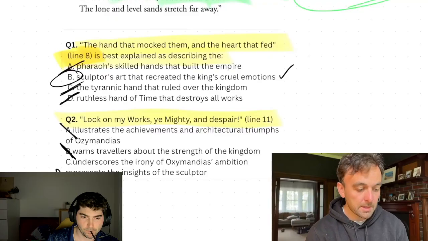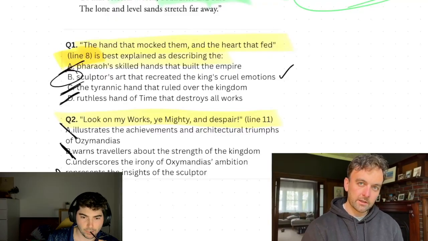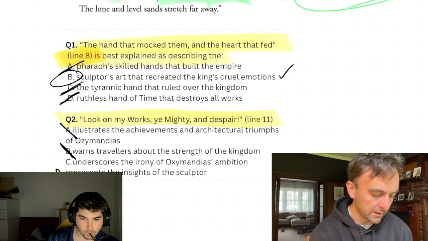Underscores the irony of Ozymandias' ambition. Well, that seems to maybe be the case, because what would that mean? Well, it's ironic, he's saying everything's so mighty and now there's nothing left. So that one looks quite good to me.